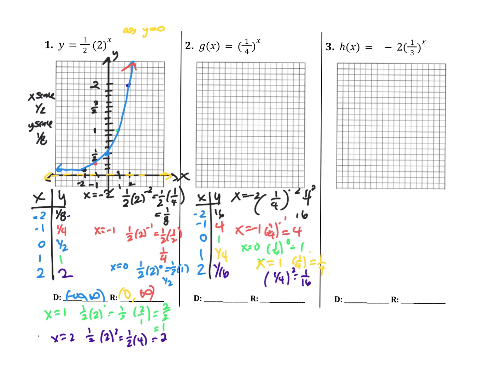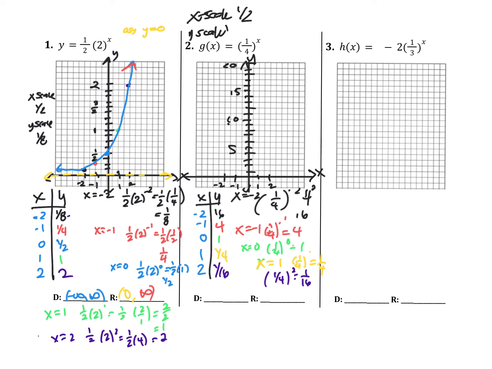So again, my axes are going to look really similar to how they looked on number 1. And my y-axis, I think I'm going to go by ones, even though I know I'm going to have to graph 1/4 and 1/16. I want to get all the way up to positive 16, so I'm going to have my y-axis go by ones and my x-axis go by 1/2. So go ahead and pause the video and set up your graph.